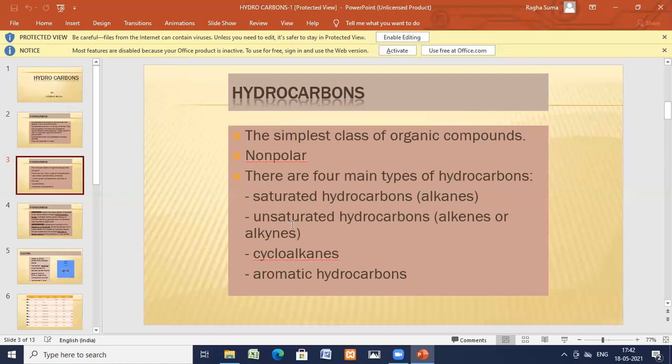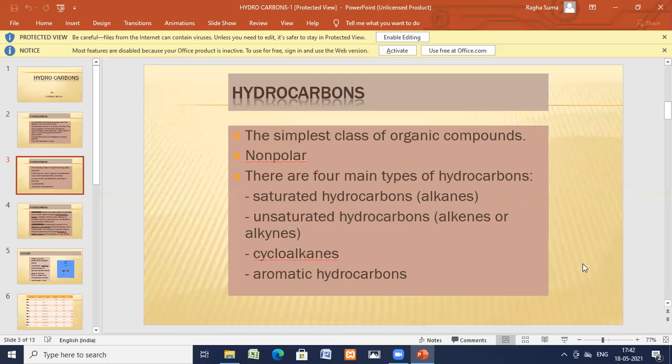And in the unsaturated hydrocarbons, as I told you, they have multiple bonds. It can be carbon double bond carbon or carbon triple bond carbon. Example, 1-butene and 1-butyne: 1-butene is an example for the alkene and 1-butyne for the alkyne.